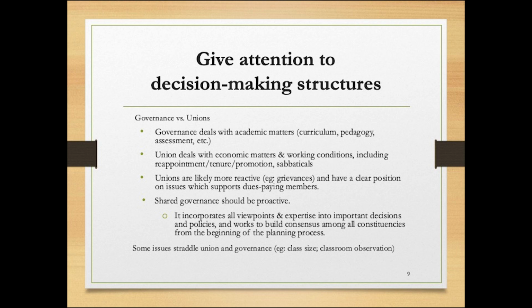There is a critical difference between governance and unions. It gets murky, it gets mucky. There are definitely places where there is overlap. What I will say is that governance really should be about academic matters: curriculum, pedagogy, assessment. The union should be dealing with more things like economic matters, working conditions. There are clearly places of overlap. Tenure and promotion is a governance issue, but it's also a union issue. Sabbaticals are both. So there are places where there is overlap, and the challenge is to make clear what those spaces and places are.